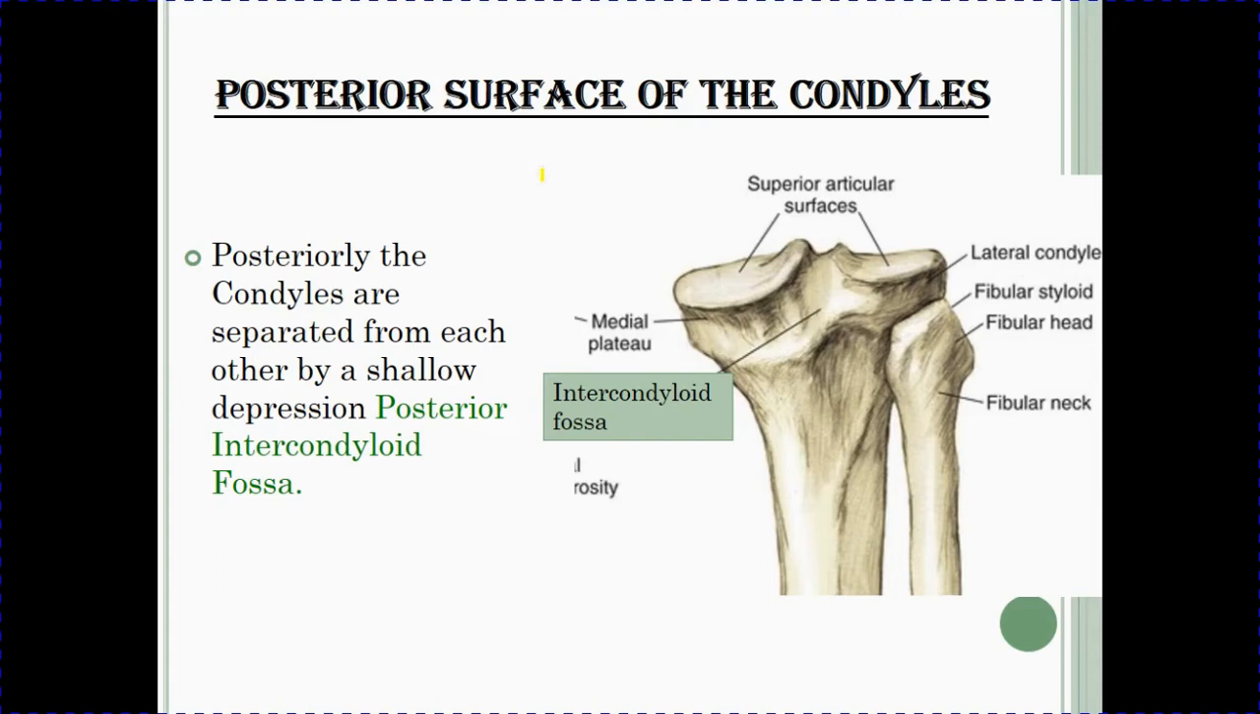The posterior surface of the condyles. Posteriorly, when you look at the condyles, they are actually separated from each other by a shallow depression. This depressed area is called the intercondyloid fossa. The intercondyloid fossa separates the two condyles posteriorly.